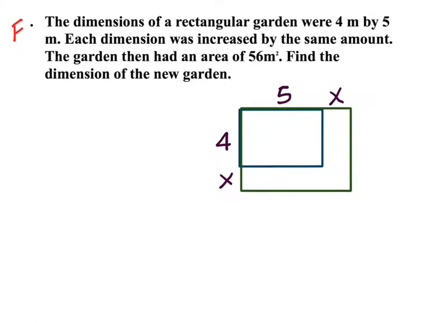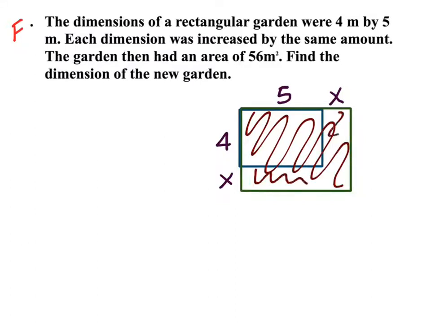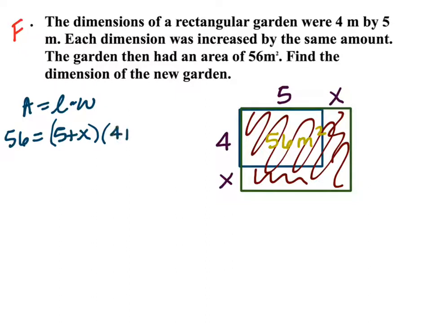So again, the area inside here, all of this, the whole thing, we've identified as being 56. So I'm going to write this in here so we have it: 56 meters squared. Again, if I know area is equal to length times width, I'm going to say that 56 is equal to my length, which is my longest side, so it has to be the 5 plus x, times the width of 4 plus x.